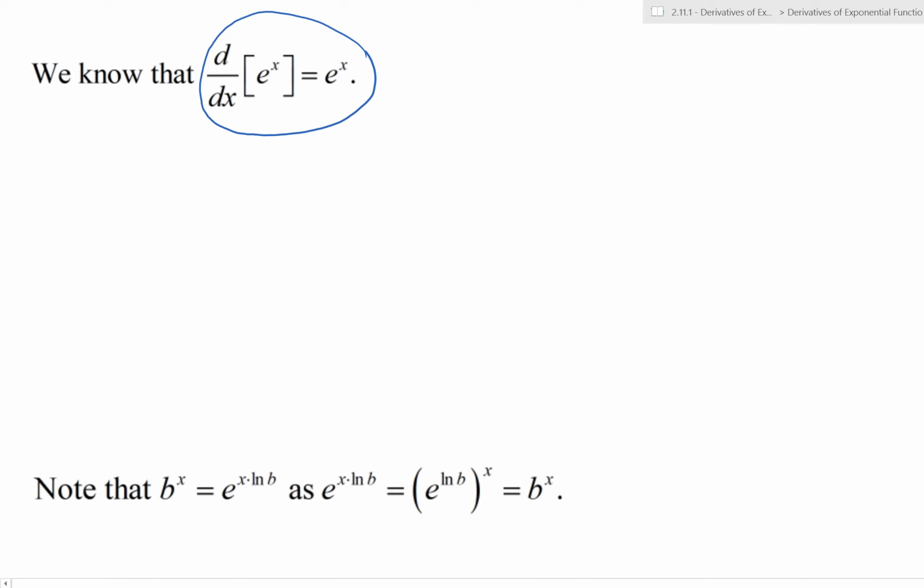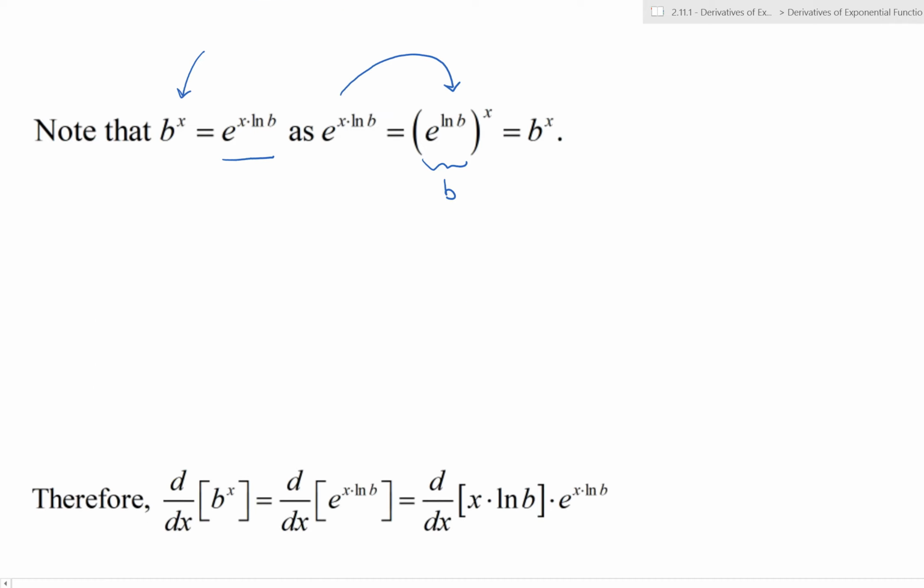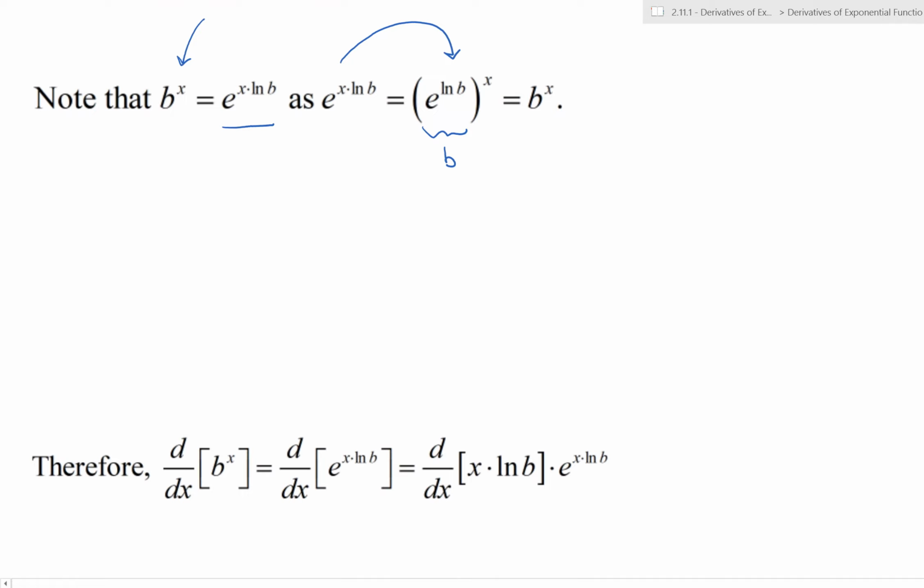Note that the function b to the x can be rewritten equivalently as e to the x times the natural log of b. Why is that? Because I can rewrite e to the x times the natural log of b as e to the natural log of b, quantity to the x. Just multiply those powers. And by inverse properties, e to the power of natural log of b is just b. So as you can see, b to the x is indeed e to the natural log of b times x. Let's use that to come up with our general derivative.